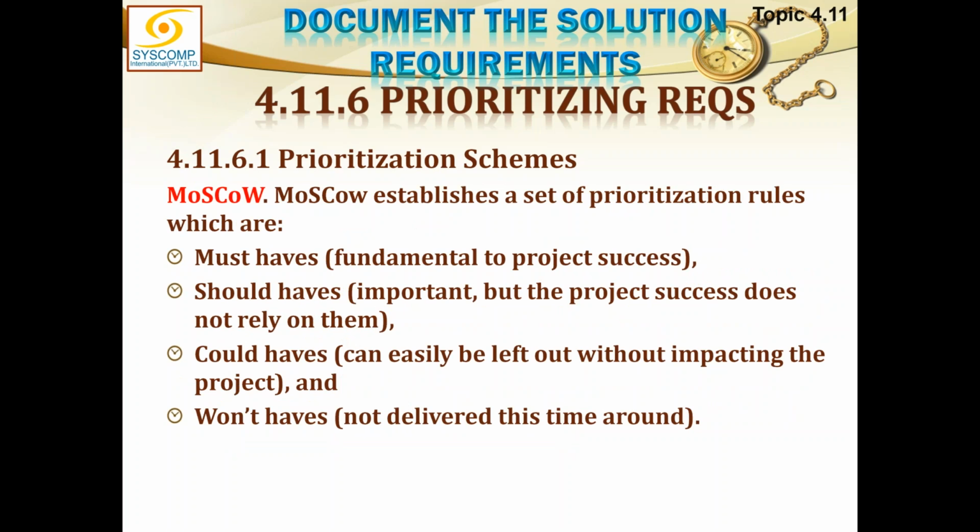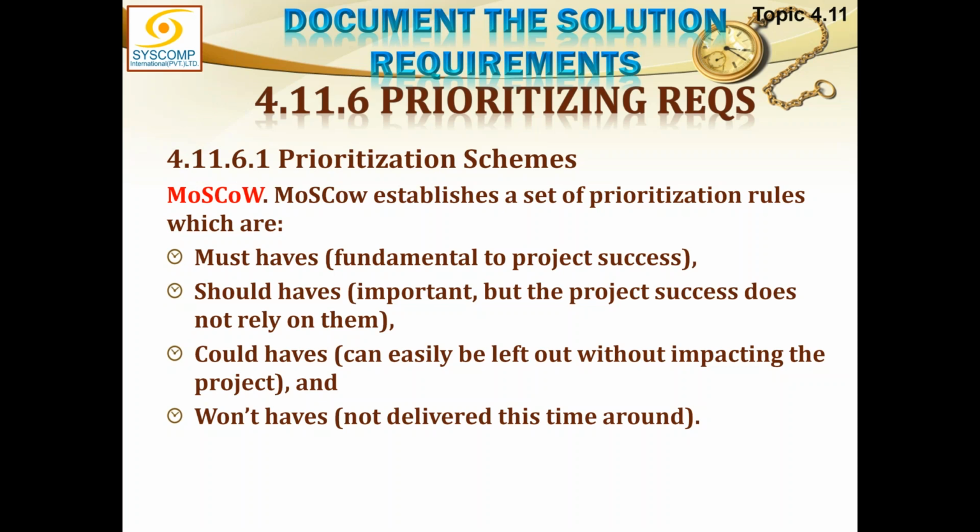MoSCoW means the O's are silent. First, M stands for must haves. Second, S stands for should have. Third, C is could have. And W, won't have. So as far as must have is concerned, this is a fundamental requirement for the project success.